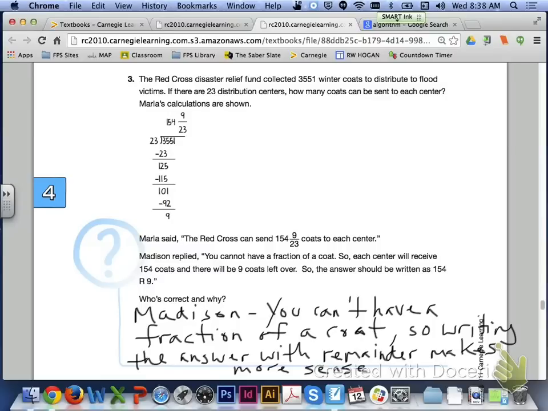After talking with your group members, hopefully you came up with Madison being correct. You can't have a fraction of a coat, so writing the answer with the remainder in this case would make more sense for this problem.